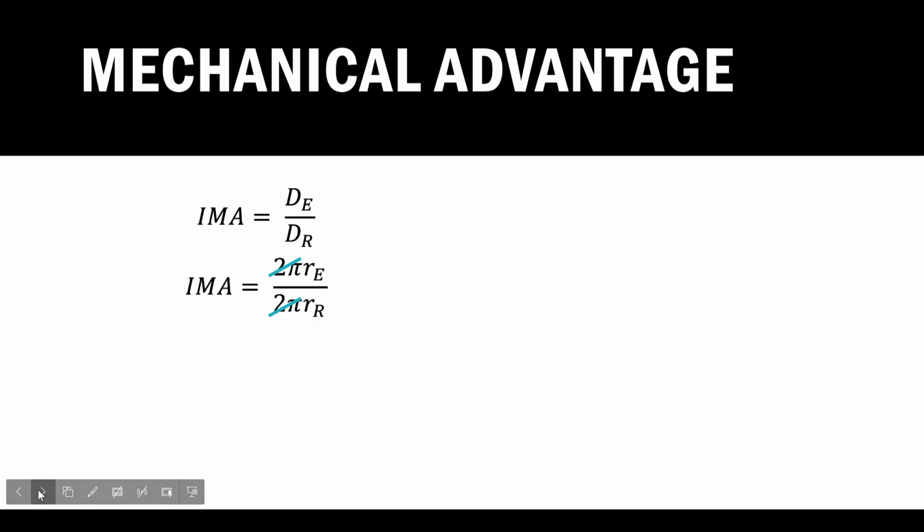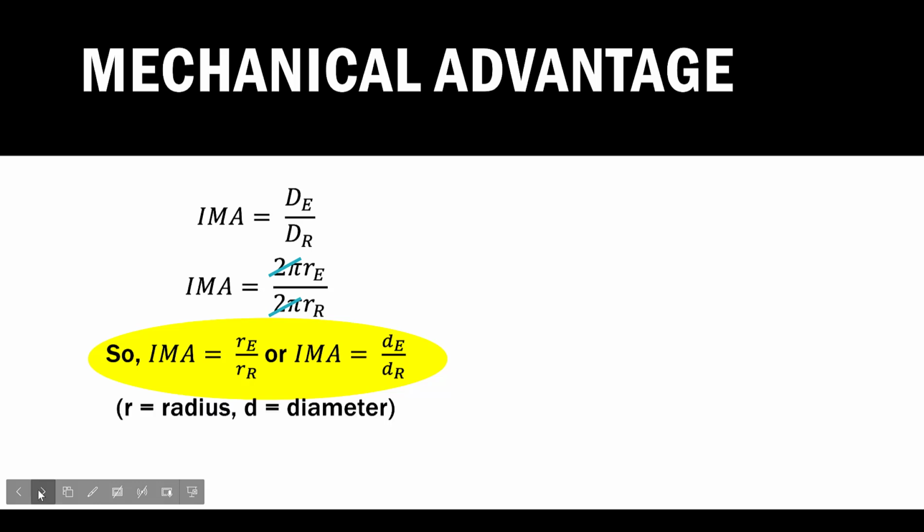It really depends on what information you're given and how you want to work the problem. So IMA is the effort radius divided by the resistance radius, or the effort diameter divided by the resistance diameter. So that's going to be important. We're going to definitely circle those formulas. And I put a little reminder: lowercase r means radius, lowercase d means diameter.